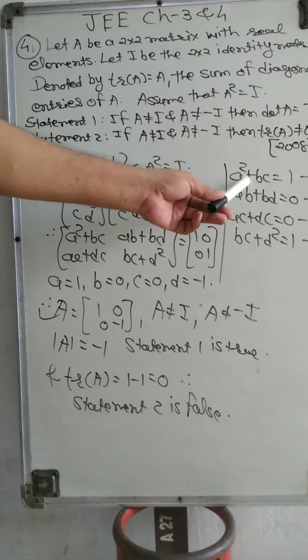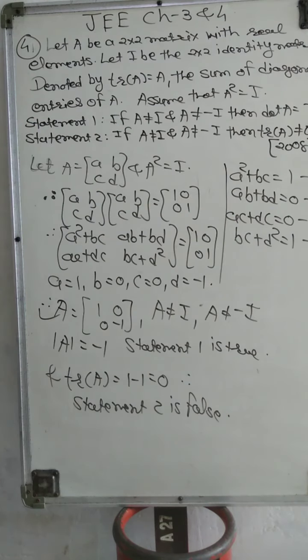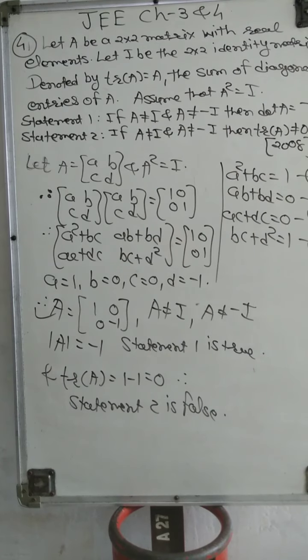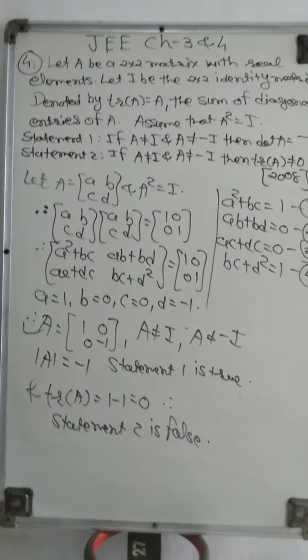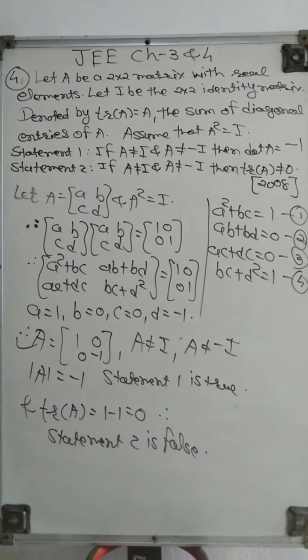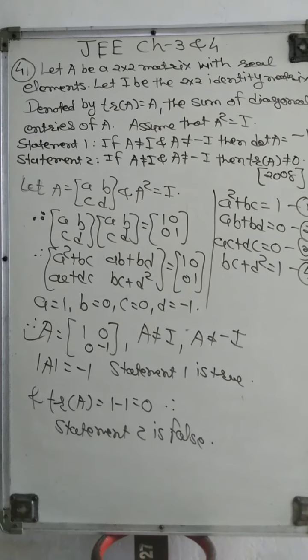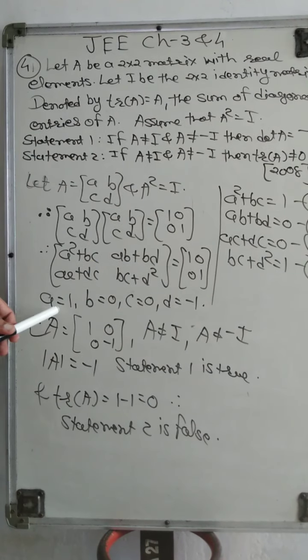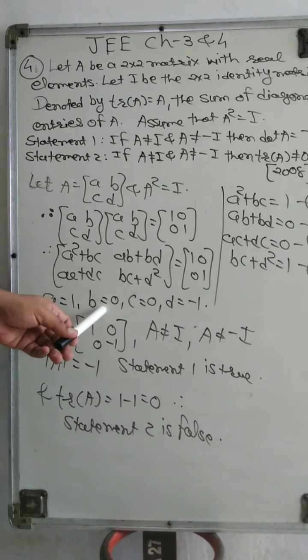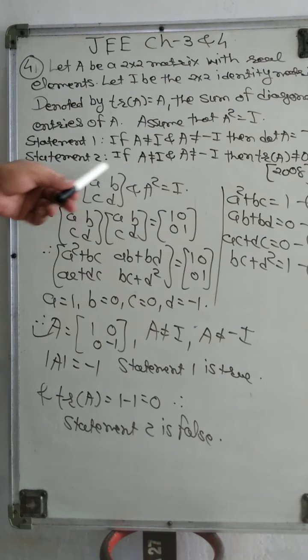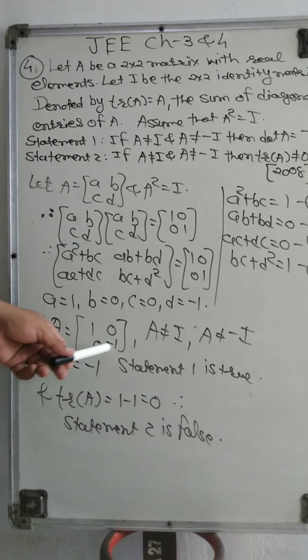Then the first entry is a square plus bc is equal to 1. Second is ab plus bd is 0. Third is ac plus dc is 0. And fourth is bc plus d square equal to 1. Now when we simplify it, we get our answer: a equal to 1, b is 0, c is 0 and d equal to minus 1. Therefore, the matrix [a b; c d] becomes [1 0; 0 -1].